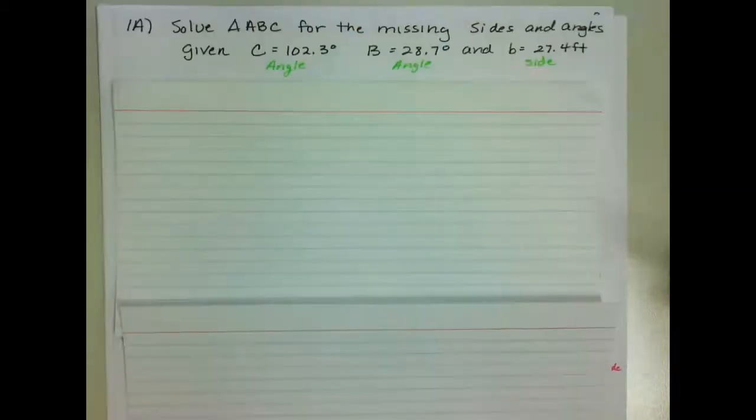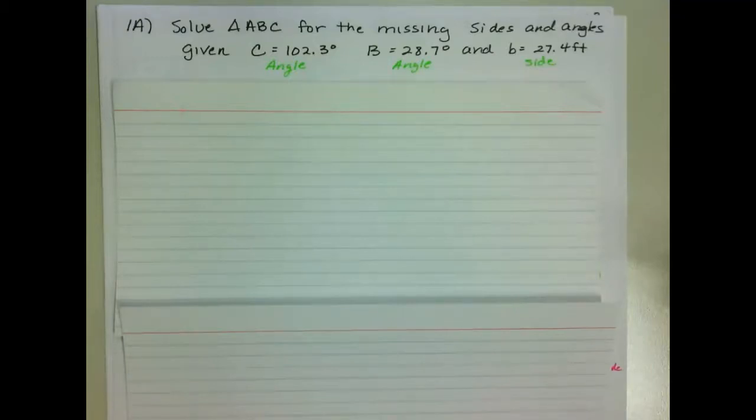Okay, on the first problem, 1A, we have triangle ABC. We're solving for the missing sides and angles, and when we're solving a triangle, that's what we mean. We find all of the missing sides and angles. Sometimes it'll just say find a certain angle or find a certain side, and if that's what the directions tell you to do, be sure and do that. You don't want to waste time solving for things you don't need to be solving for.